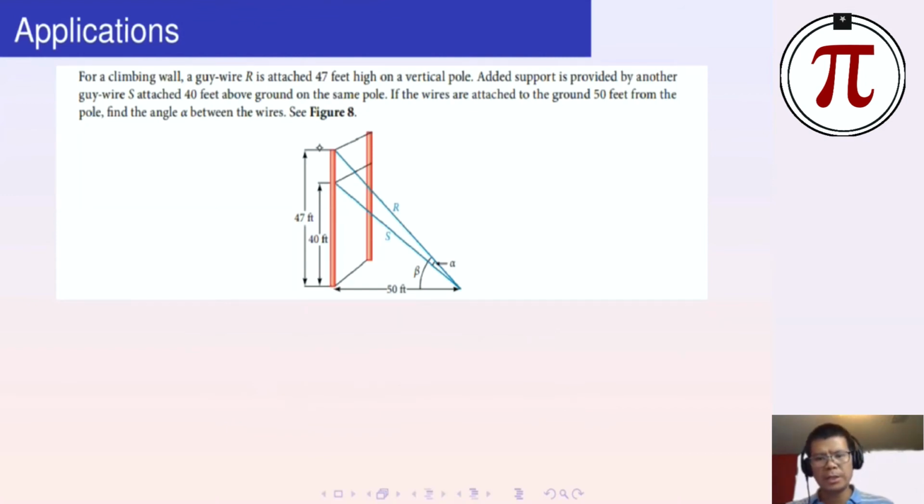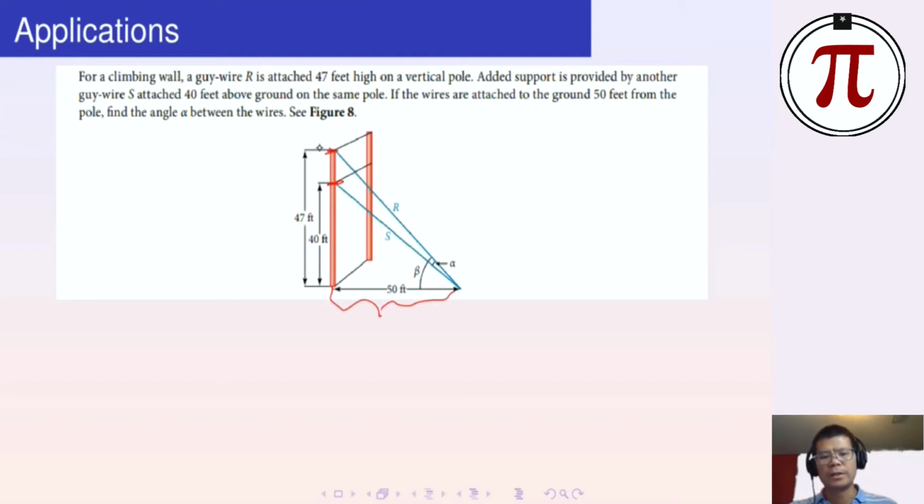So Mustafa, can you read for us, please? For a climbing wall, a guy wire R is attached 47 feet high on a vertical pole. Added support is provided by another guy wire S attached 40 feet above ground on the same pole. If the wires are attached to the ground 50 feet from the pole, find the angle alpha between the wires. Very good.